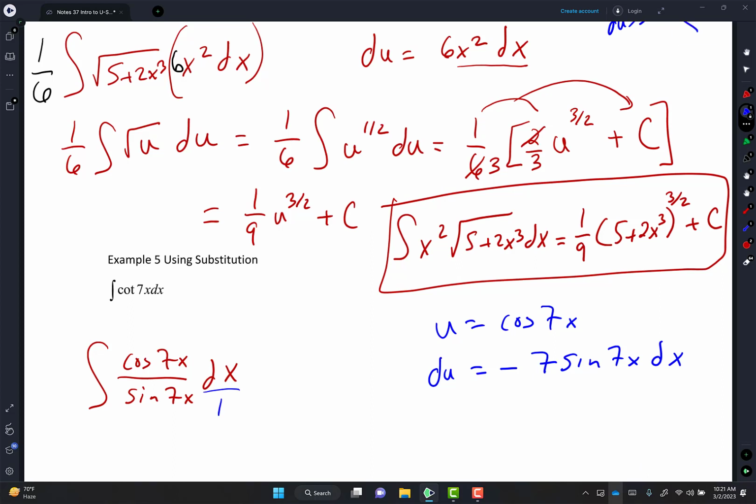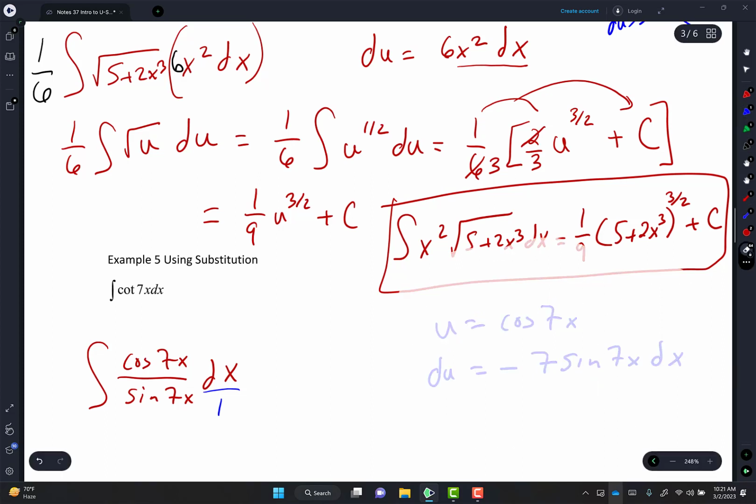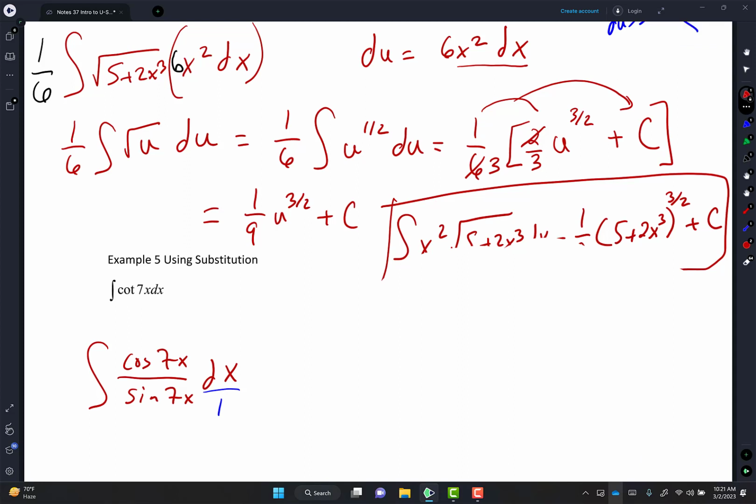So that means that I've got to try another one. Then it has to be what? Yeah, u has to be sine 7x. Oh, I erased a little bit of the top. That's fine. All right, so here you go. u equals sine 7x.